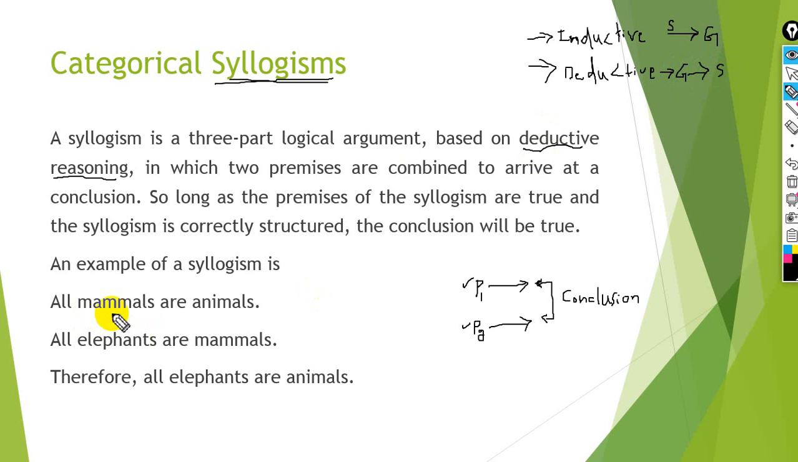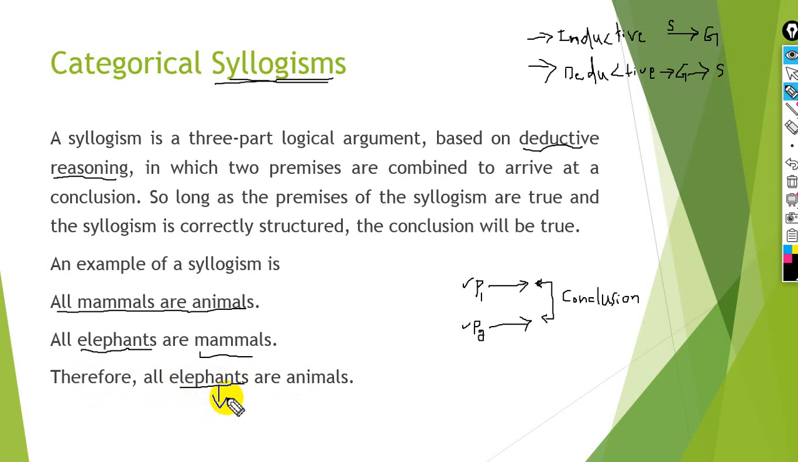For example, all mammals are animals. What are mammals? Mammals are those animals which give milk to their babies. So all mammals are animals. Here, mammals is a general statement and animal is also a general statement. Now I am coming to the specific. All elephants, so now I am taking a specific category, the elephant category. Elephants are mammals. So the result will be: therefore, all elephants are animals.